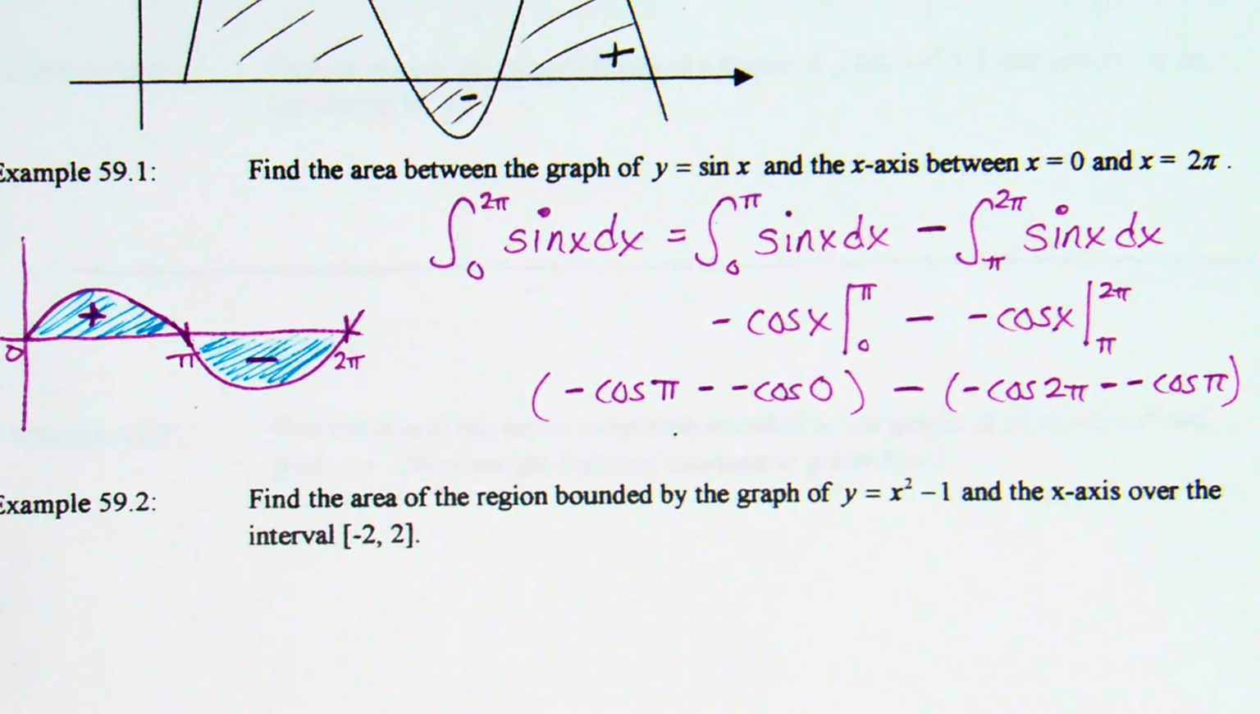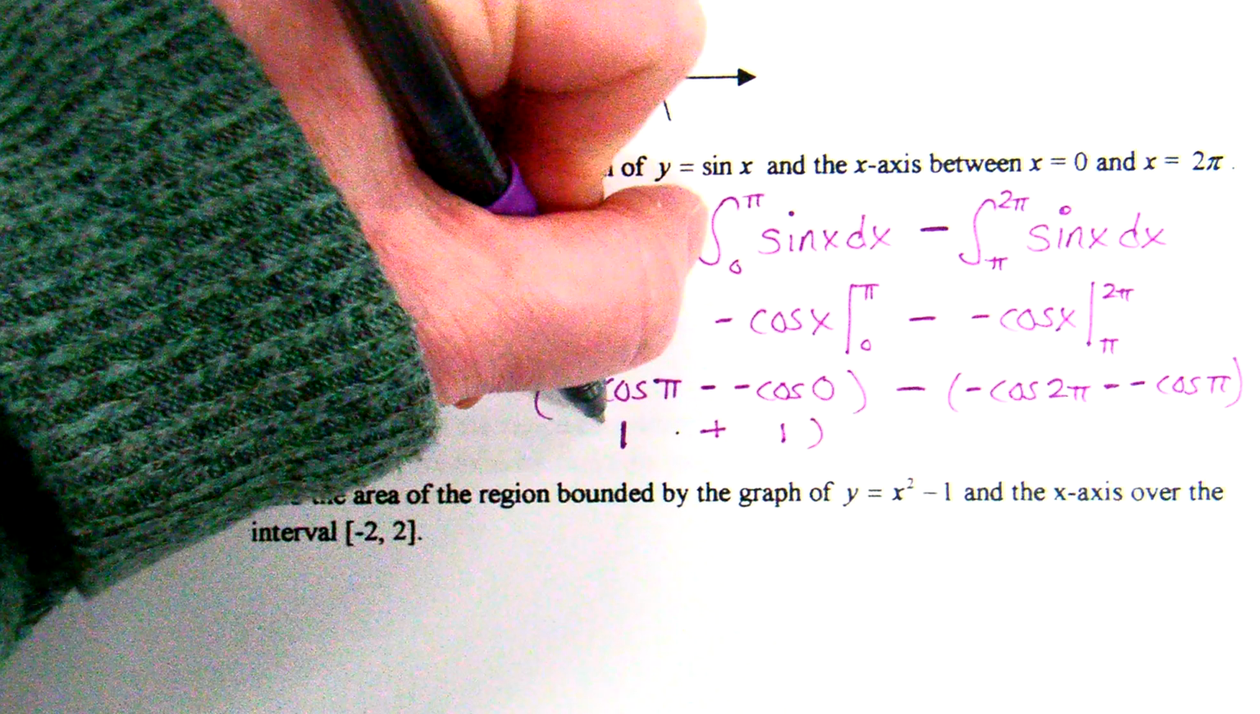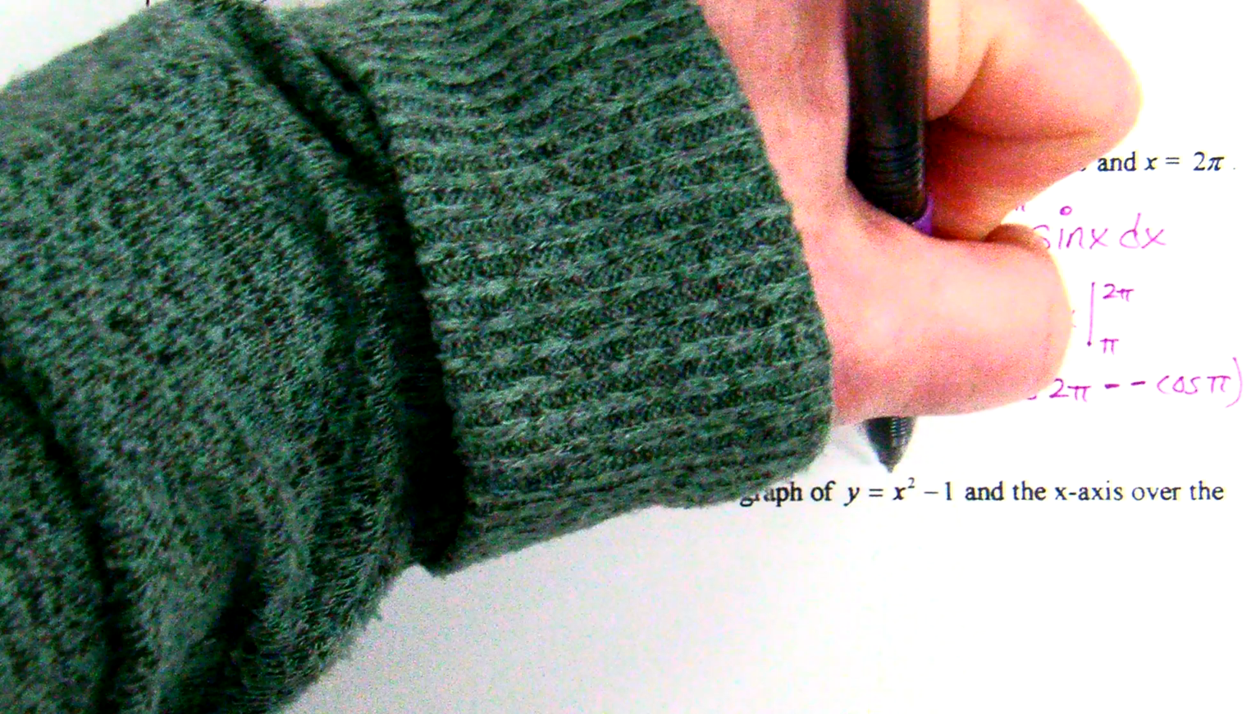What's the cosine at pi? So what's cosine at pi? Negative 1. Now this says the negative of that, so it's going to be 1 minus negative, so I'm going to say plus. What's the cosine of 0? 1. So in that first part, 1 plus 1 is going to be, big math here, 2.